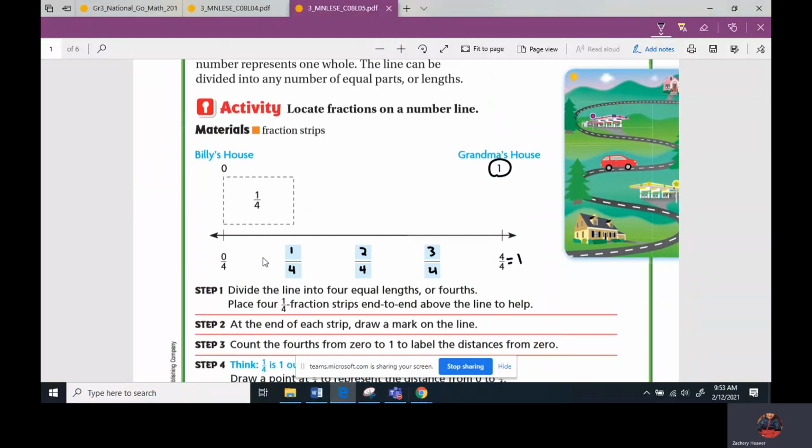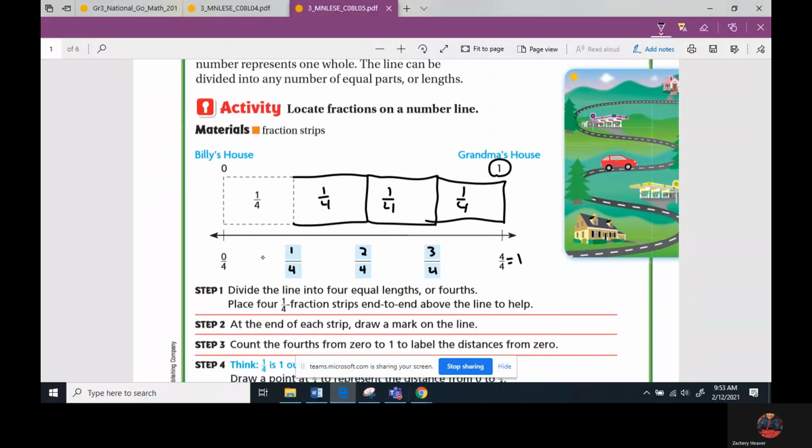But think, here's a block that's 1/4. Here's a block that's 1/4. Here's a block that's 1/4. And here's a block that's 1/4. And we know that each of these blocks is going to make it all the way to grandma's house. 1/4 right here, 2/4 right here, 3 out of 4 right here, and 4 out of 4 right here. We can't say it's right here, because we have to finish the whole entire block.